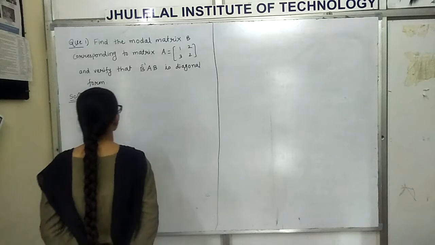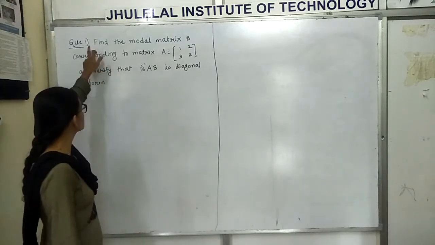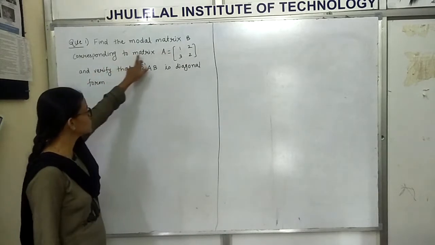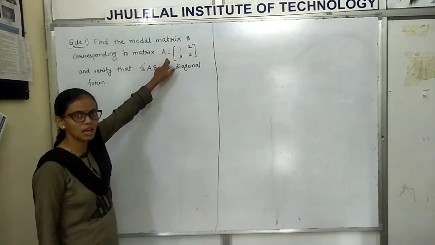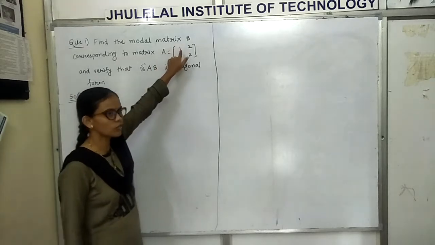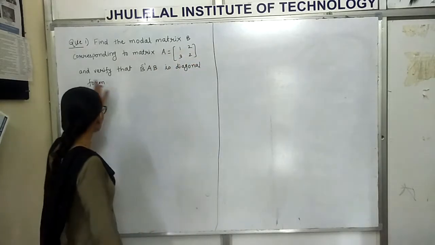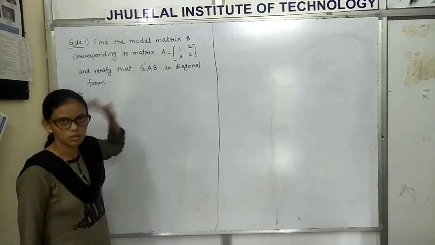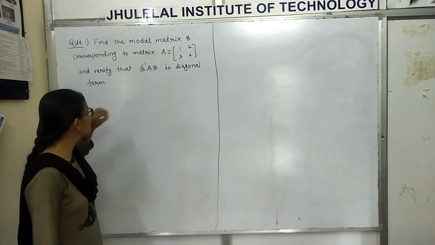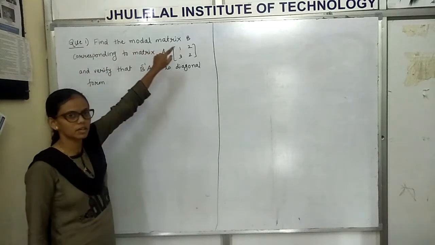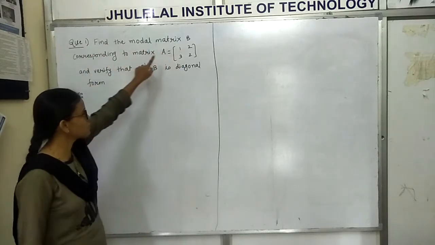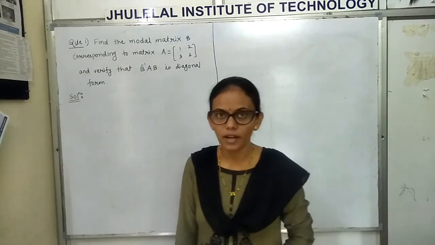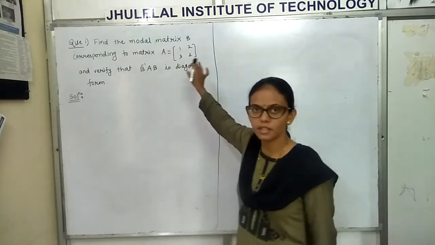The question in the university examination will be asked in this form: find the model matrix B corresponding to the matrix A. In this case, I have taken the matrix of order 2 by 2, and verify that B inverse AB is a diagonal form. So in the question, it is clearly mentioned to find the model matrix B corresponding to the matrix A. So our first step is to find the model matrix B.